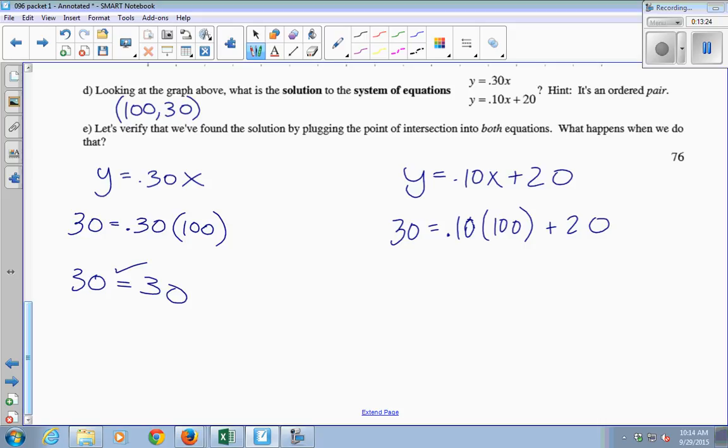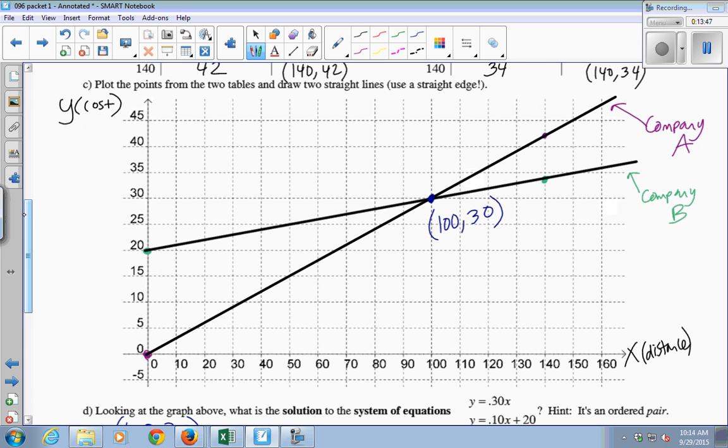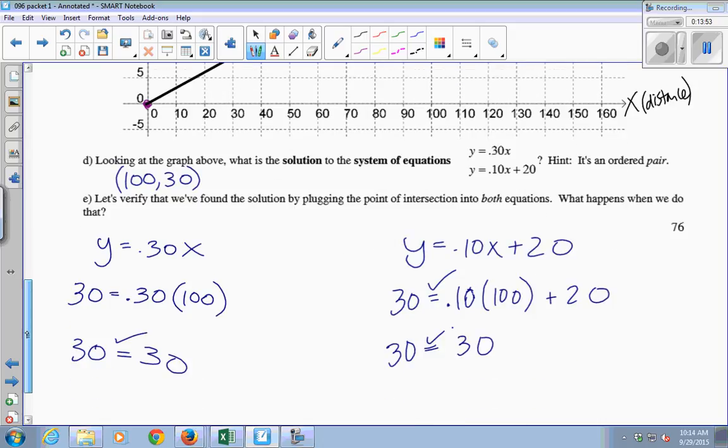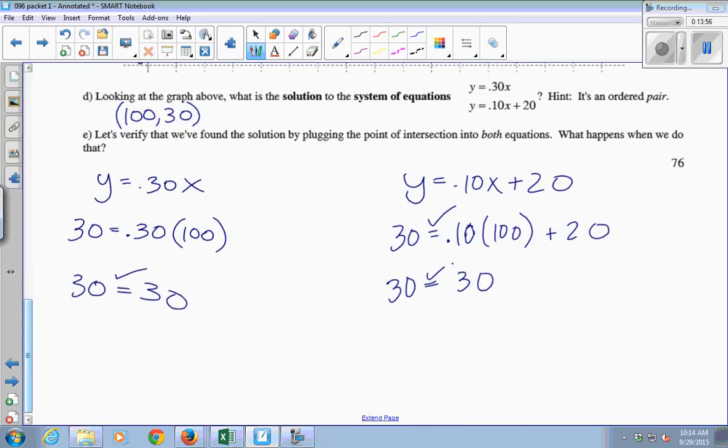Okay. 0.10 times 100 plus 20, does that in fact equal 30? Yes, that is true. 30 equals 30, check. So that's how you show that a given ordered pair is a solution to a system of equations algebraically. So we found that ordered pair by graphing two lines, seeing where they crossed, finding the point that those two lines share, their intersection point, and then we verified that that point was a solution by plugging in.